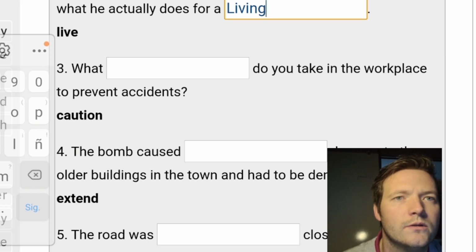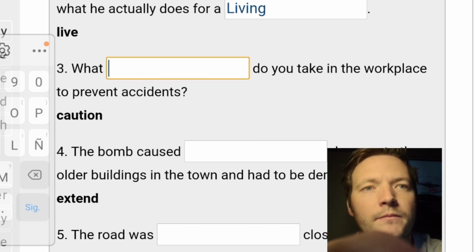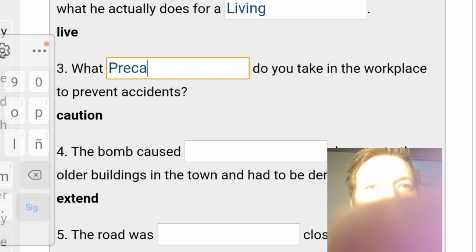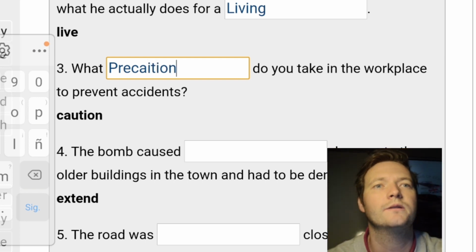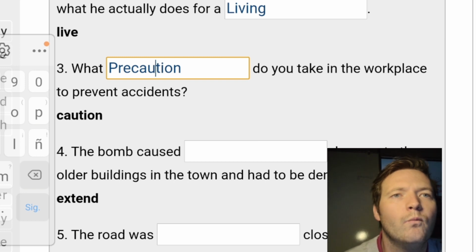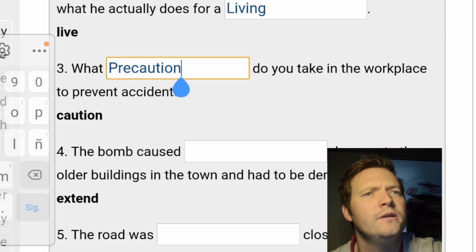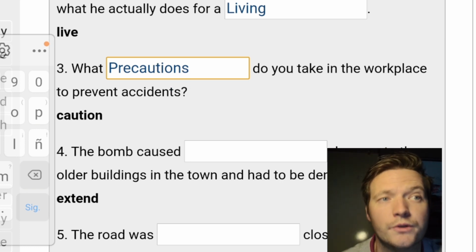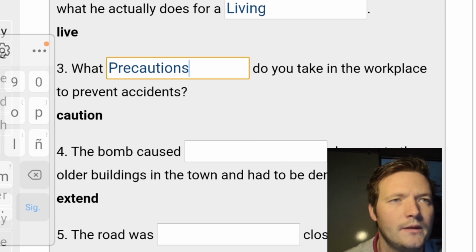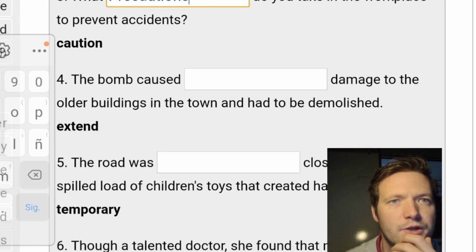Okay, number 3. What caution do you take in the workplace to prevent accidents? Again, a word that we've seen come up before, like what measures you take to avoid accidents. Oh, for God's sake! I can't keep using this tiny keyboard. What precaution do you take in the workplace to prevent that? Actually, I'm going to correct that. I think what precautions, plural, would sound better. What precautions do you take? I want to know what kind of different things you do to avoid danger.